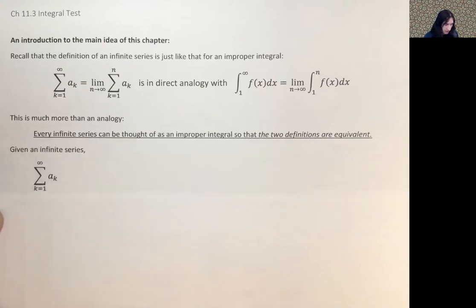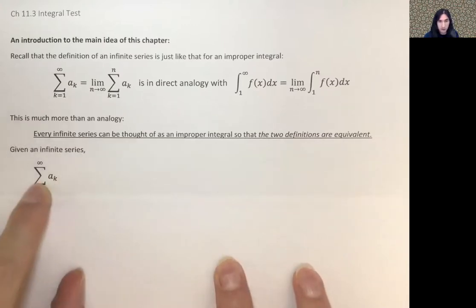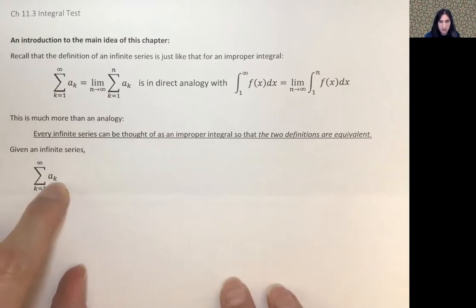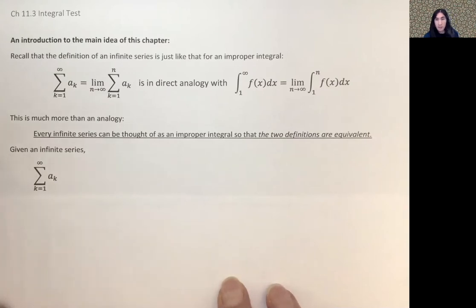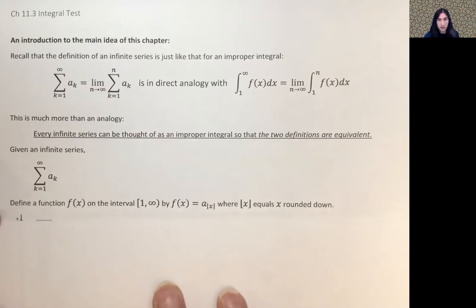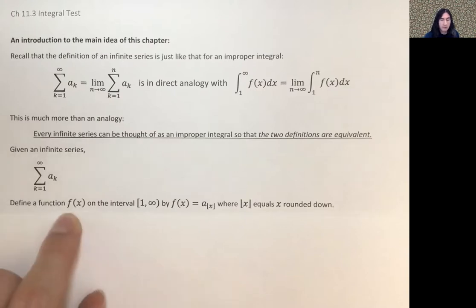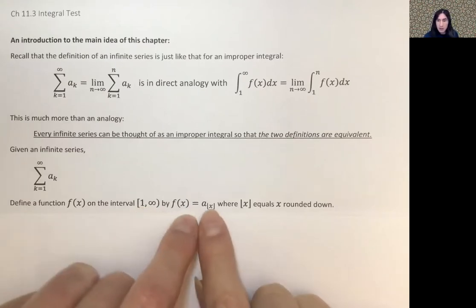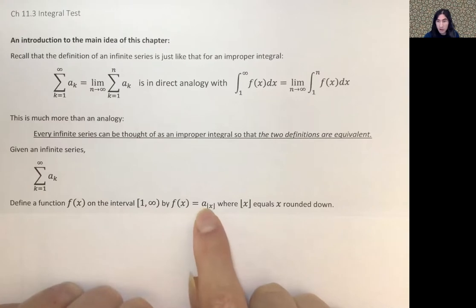So let's imagine that we have an infinite series, the sum from k equals 1 to infinity. I'm going to use k as my index here for the terms: a1, a2, a3, and so on. And let's define a function to go along with this infinite series in the following way. Let's call it f of x. It's going to be defined on the interval from 1 out to infinity, and we're going to define it to be a specific value of a sequence term, okay?